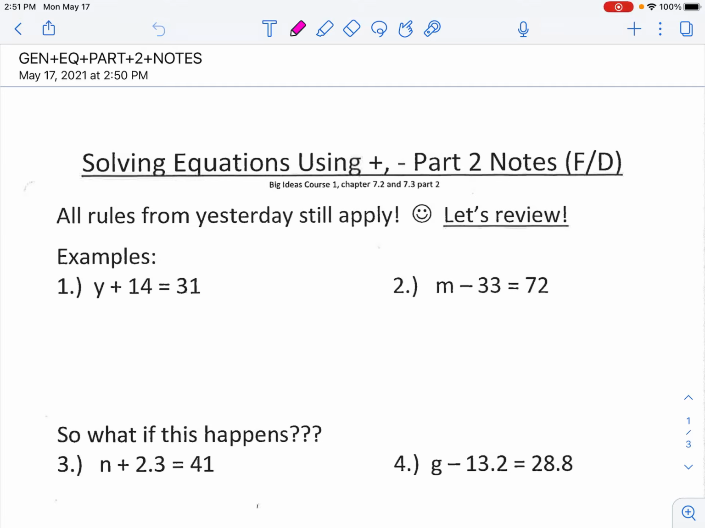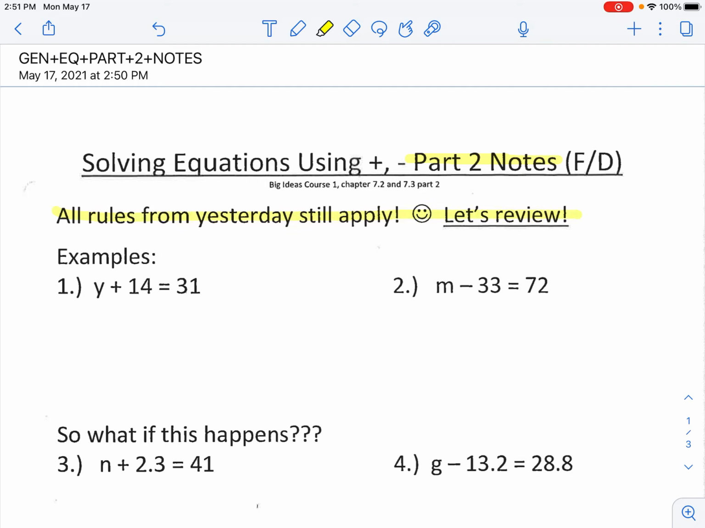Good morning. Okay, so yesterday we learned how to solve one-step equations. So you can see that this is called equations part 2. So we're going to focus today on only solving addition and subtraction equations. But instead of just whole numbers, we're going to have some decimals and fractions in our equations. So all rules from yesterday still apply.